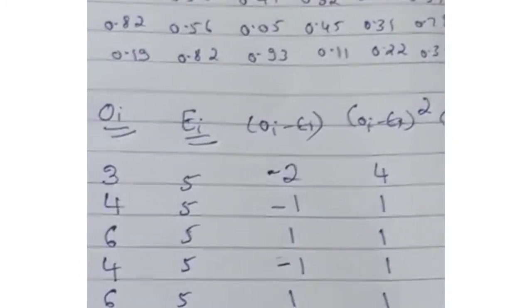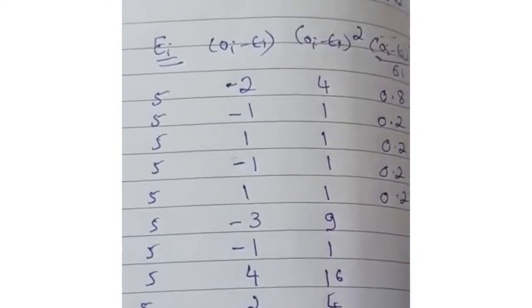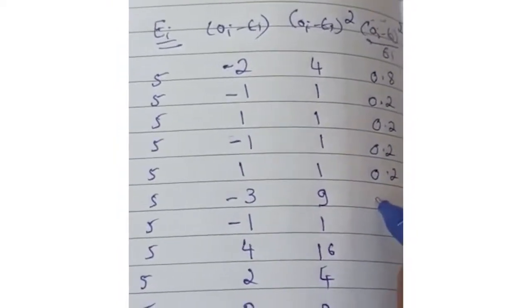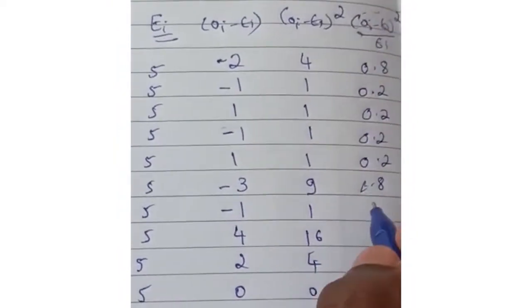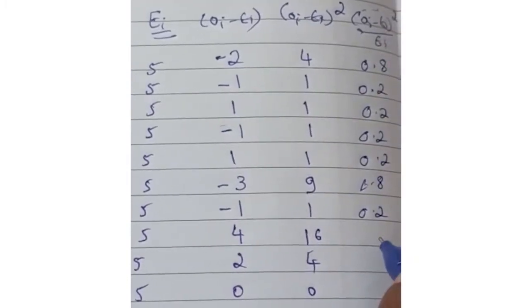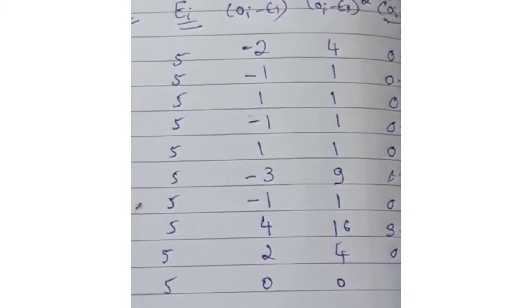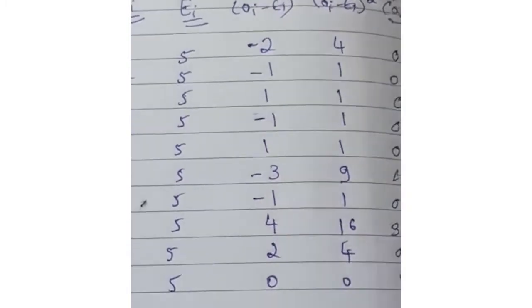Like that it goes on. Next again 1 by 5, it is 0.2. Then again 1 by 5, 0.2, 1 by 5, 0.2, 9 by 5, we get it as 1.8, 1 by 5, again 0.2, 0.2, 16 by 5 is 3.2, 4 by 5 it is 0.8, 0 by 5 it is 0 itself.